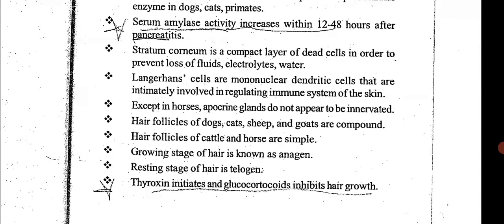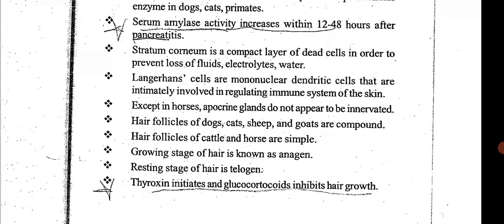Hair follicles of dog, cat, sheep, and goats are compound. Small ruminants, canines and felines have compound hair follicles, whereas cattle and horse, the large animals, have simple hair follicles.